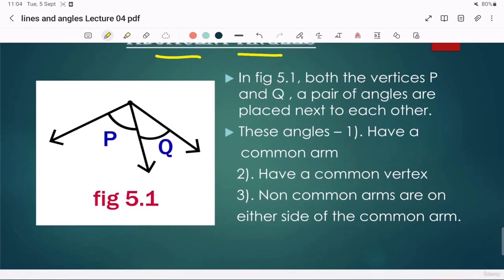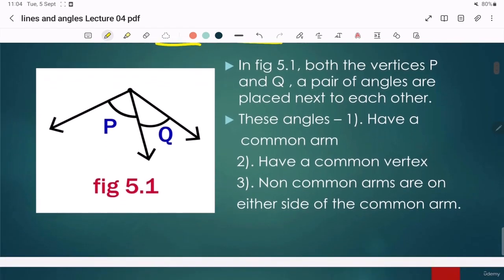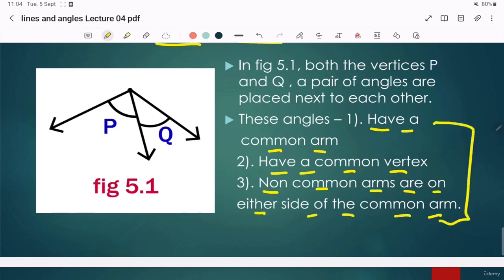Suppose we have two angles, and now we want to see whether they are adjacent angles or not. To check that, we must check three conditions. First, they must have a common arm. Second, they must have a common vertex. And third, their non-common arms are on either side of the common arm. So for angles to be adjacent, they must fulfill these three conditions. If they fall short of any one of these conditions, then those angles will not be adjacent angles.